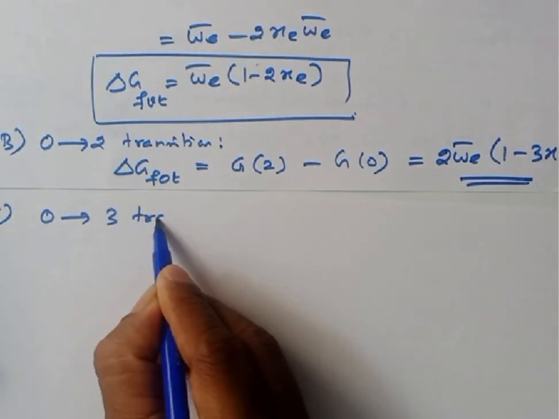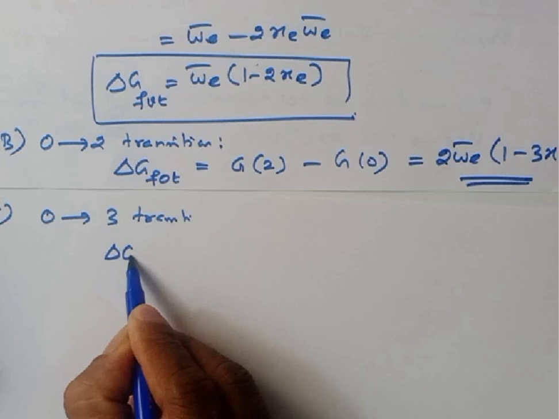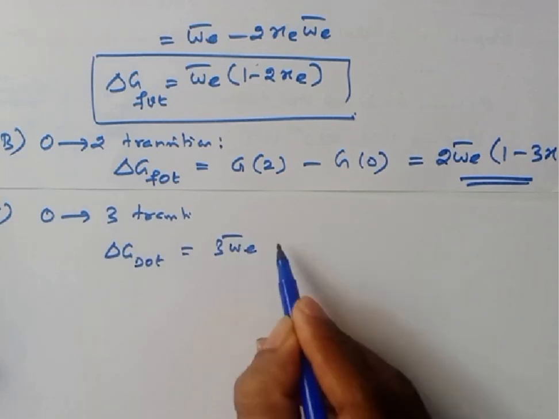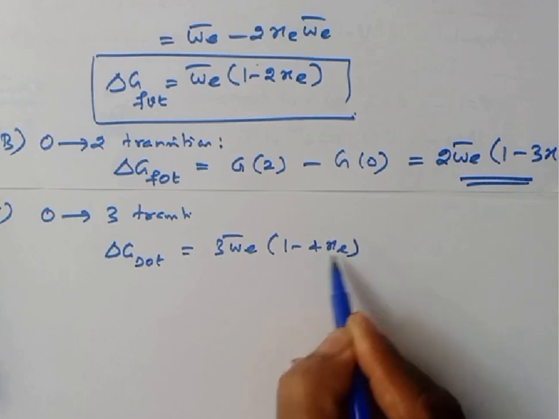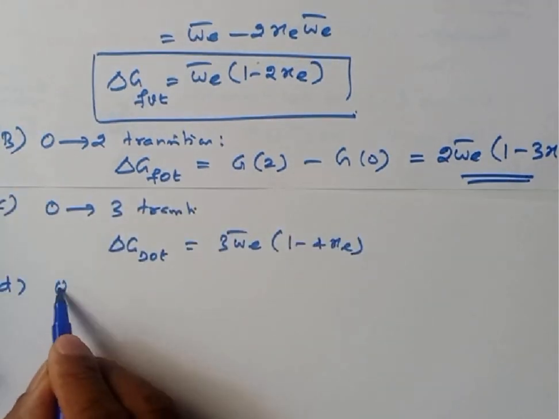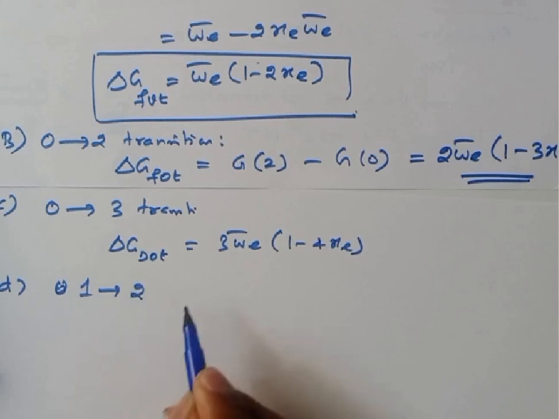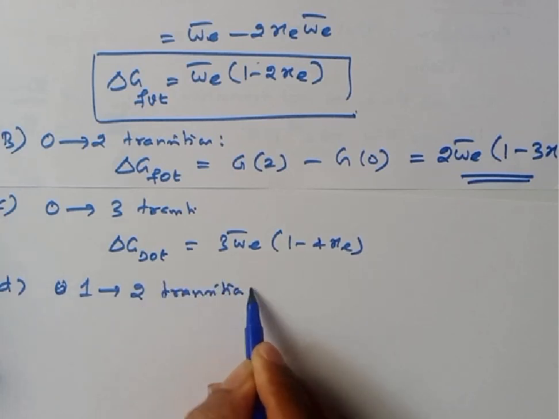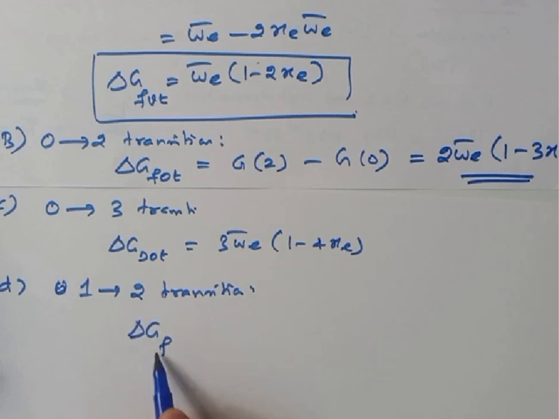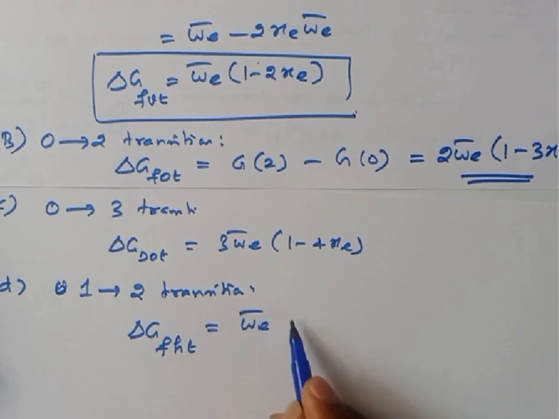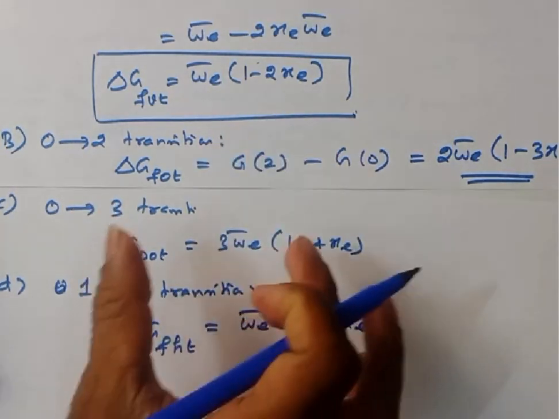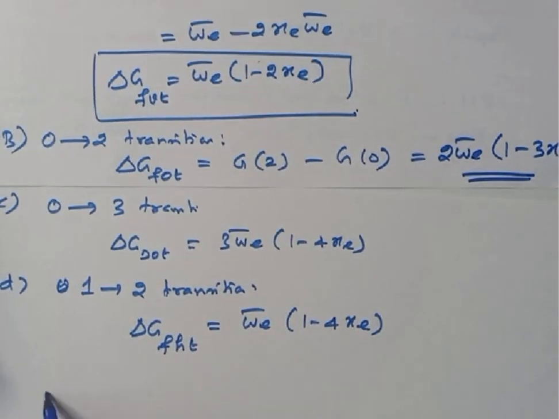For 0 to 3 transition, that is the second overtone transition, we get the value as 3 omega E bar into (1 minus 4 XE). And for the hot transition, that is the first hot transition, 1 to 2. The 1 to 2 transition is called the first hot transition. The first hot transition is equal to, you will get, 1 by omega E bar into (1 minus 4 XE). Okay, you just do the calculation and check whether it is correct or not. Okay, take down.